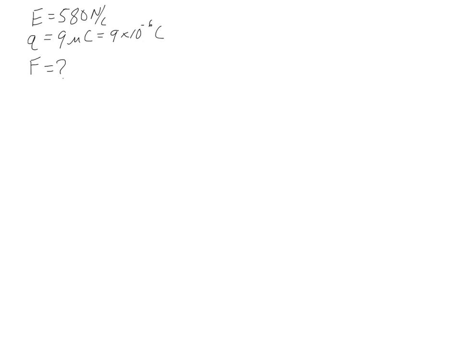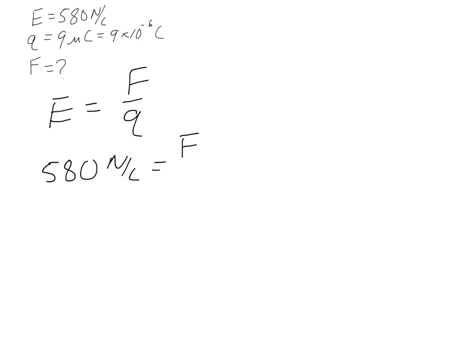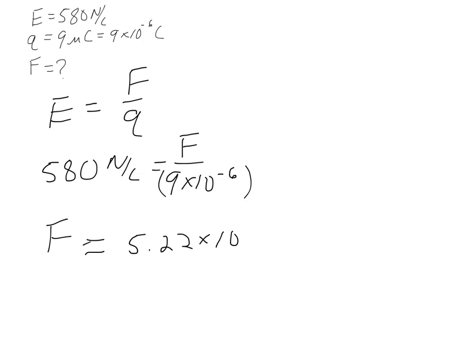So the equation we're going to use is the electric field equals F over Q. So we're going to do 580 newtons per coulomb equals the force we're trying to find, over the charge of 9 times 10 to the negative 6th. We multiply those out, we're going to get our force equal to 5.22 times 10 to the negative 3rd newtons.